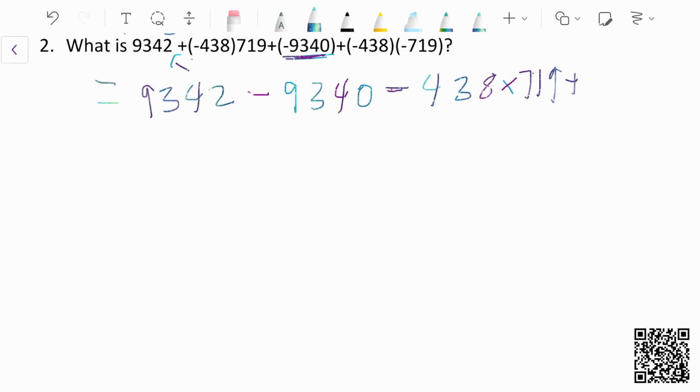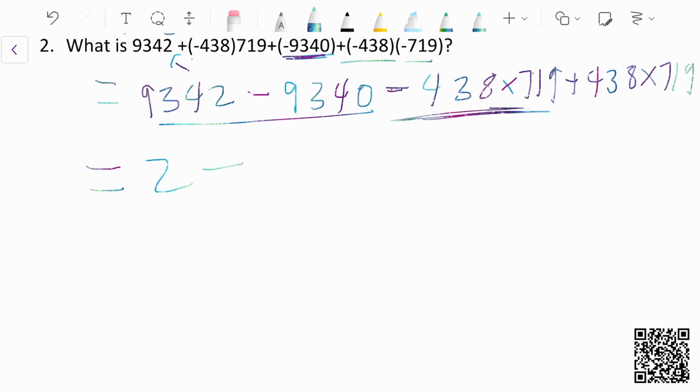And as you guys know, when two negatives multiply together, it creates a positive. So it would basically be 438 times 719 in the back. As you guys know, this part would create a 2. Subtract. And since this one's negative, this part's the negative version of this part, these two would cancel each other out, so it would become a 0. So then you would just get 2.